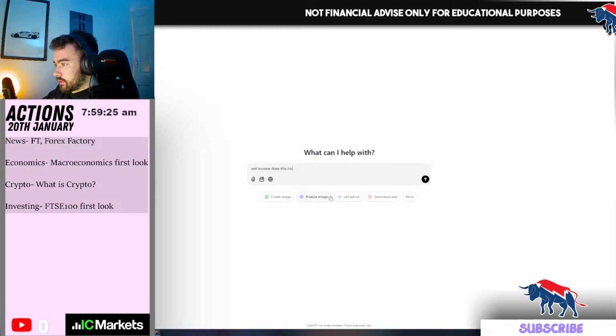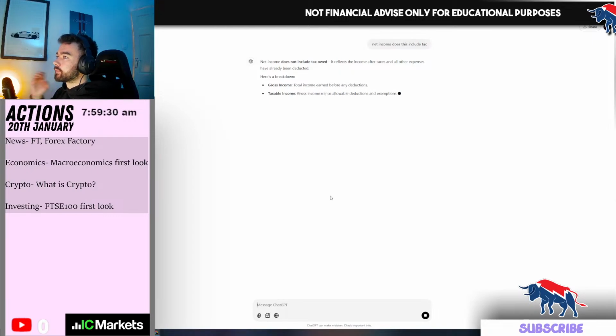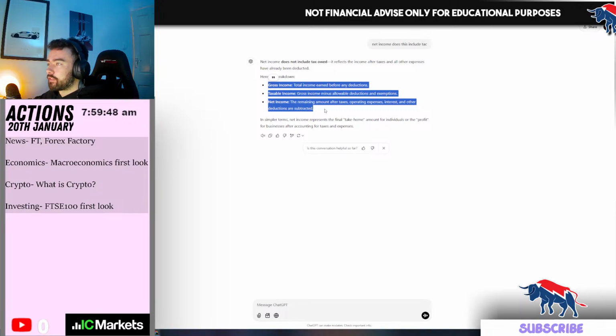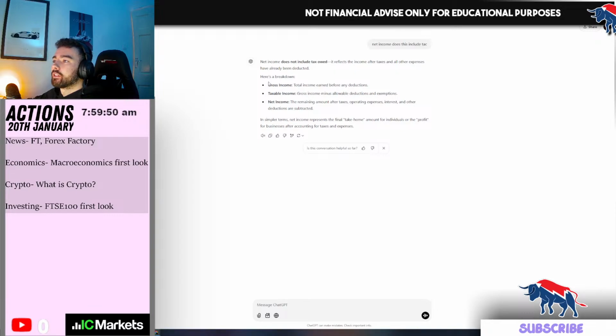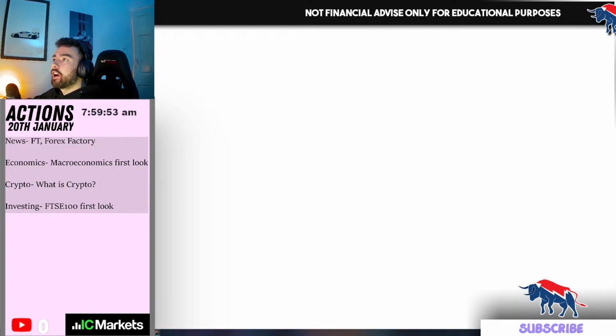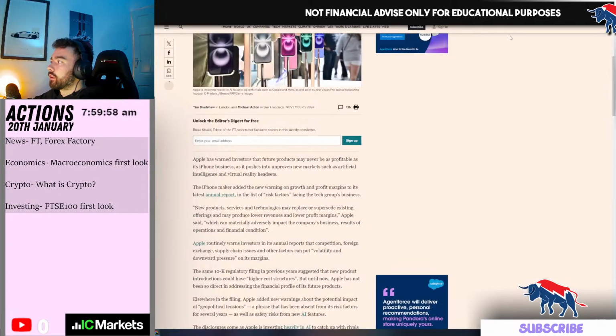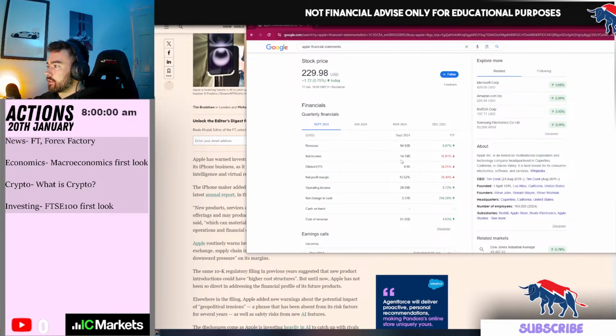Does this include tax? It does not include tax owed. It reflects the income after taxes. It's the final take home. Okay, that's fine then. It's the final take home, which was in Apple's case 14 billion.